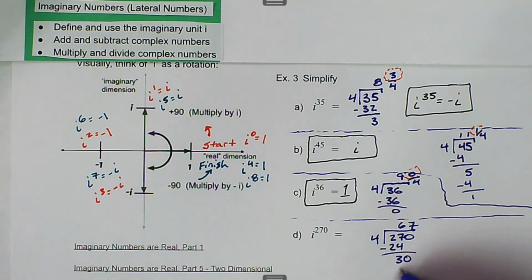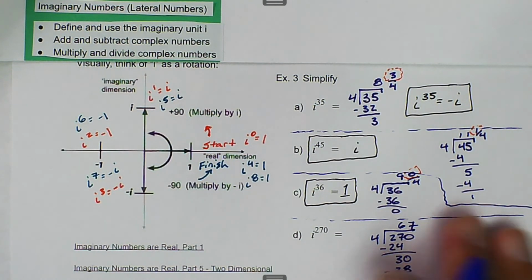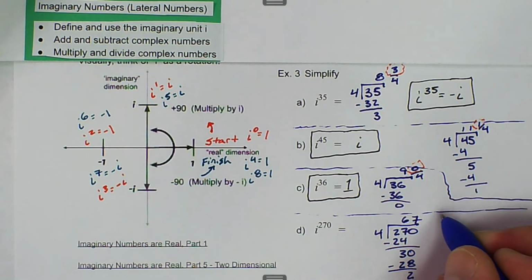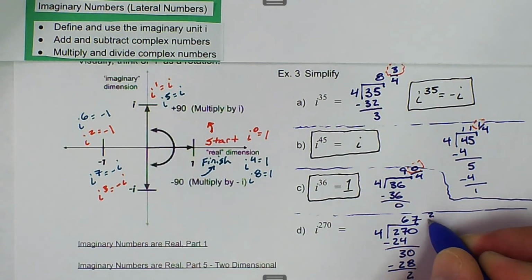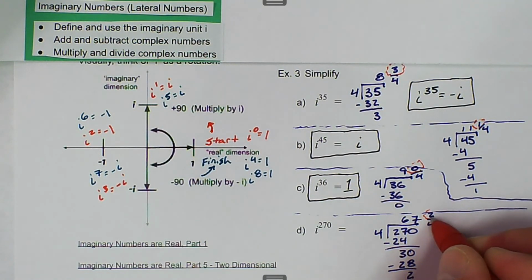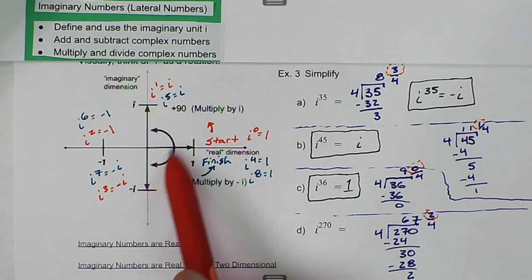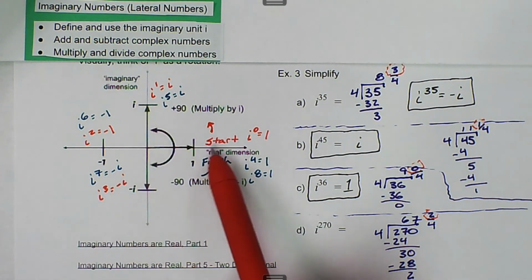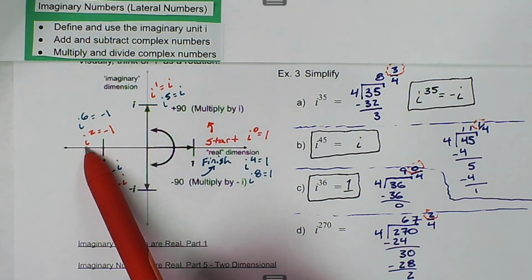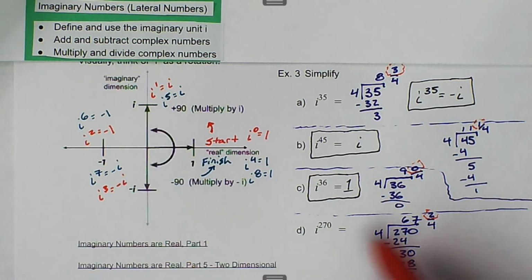7 times 4 is 28. Subtract it, and then we get 2. So that's our remainder of 2. So then we have a remainder of 2 over 4. Now we could go around 67 times, but we understand that we're starting here and we have a remainder of 2. So we're starting here, then we go 1, 2. So we know that i to the 270th is equal to -1.